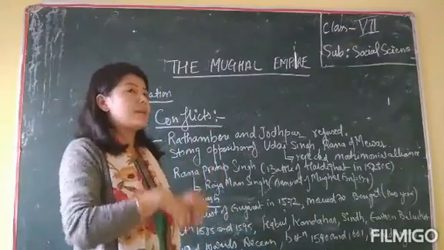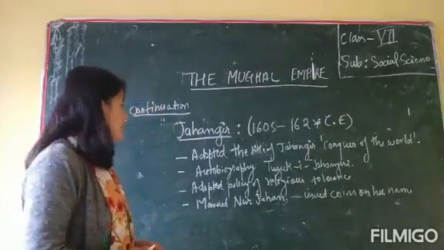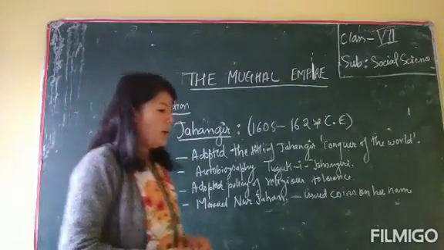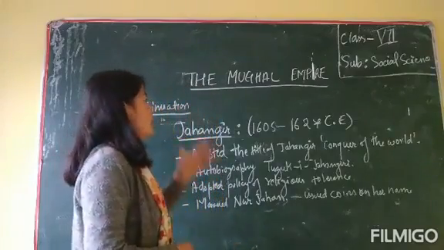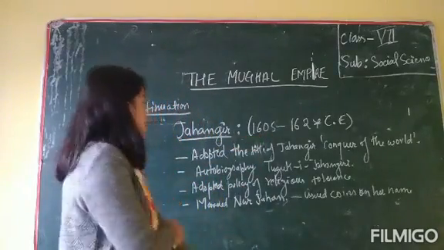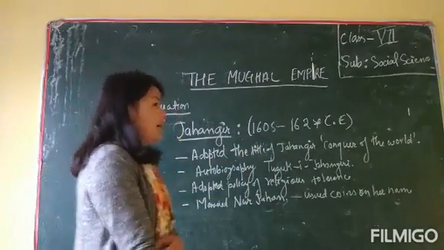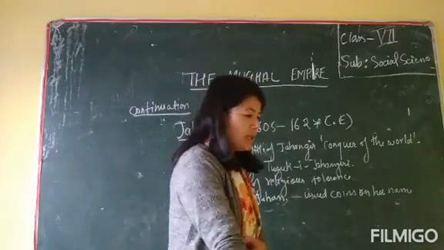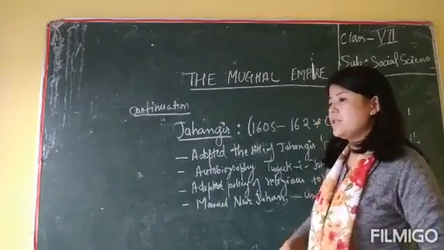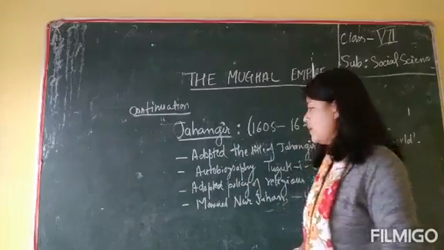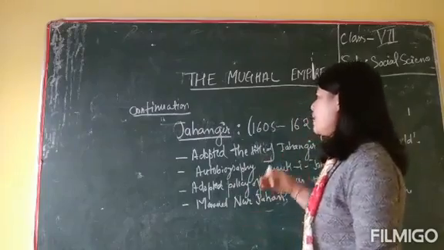Then came Jahangir. Jahangir is the fourth emperor of the Mughal Empire, after Akbar. Before Akbar died, he had already nominated his son Jahangir as his successor. So after the death of Akbar in 1605, Jahangir took the throne as emperor. His actual name was Nasruddin Salim. Akbar gave him the name Salim because before that Akbar didn't have any son. When he visited the Dargah of Salim Chishti, he prayed for a son. After that he got a son, so that's why he named him Salim.